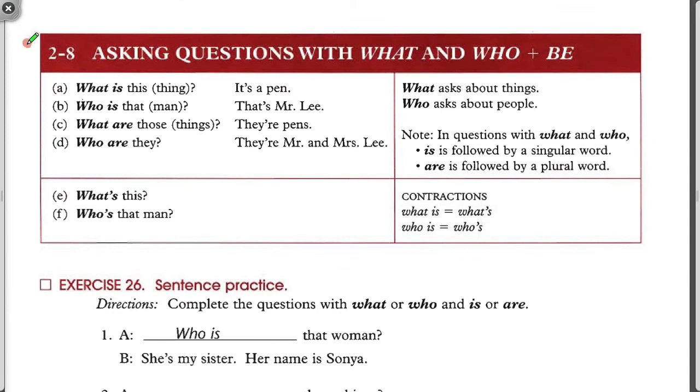Grammar point 2.8. Asking questions with what and who, plus the form of the verb to be. What is this? What is that? What are those? Who are they? Answer: It's a pin. That's Mr. Lee. They are my pins. They are Mr. and Mrs. Lee. What's this? Who's that man? These are contractions, so contracted forms. What is about things only, okay? Only things. And who is about people.